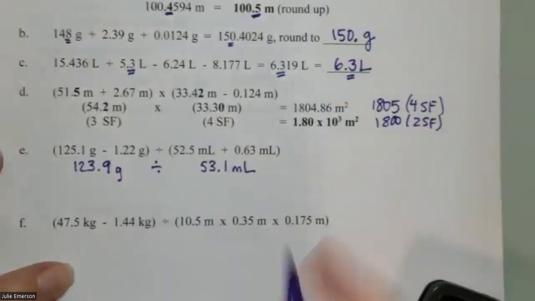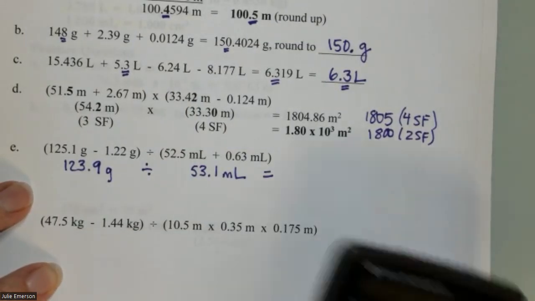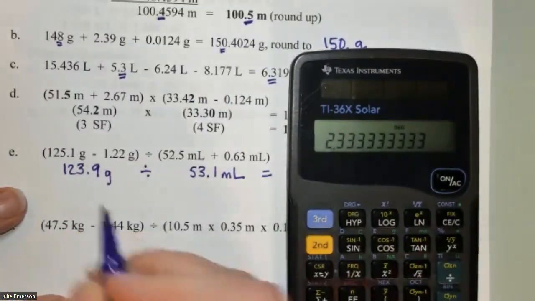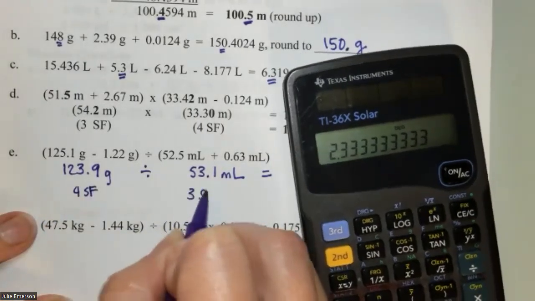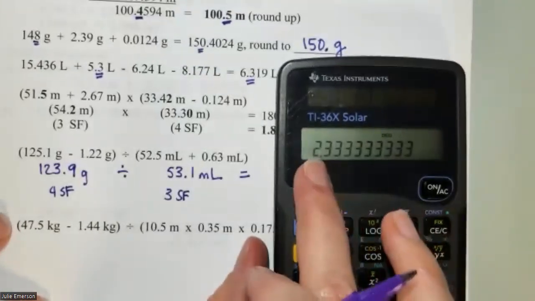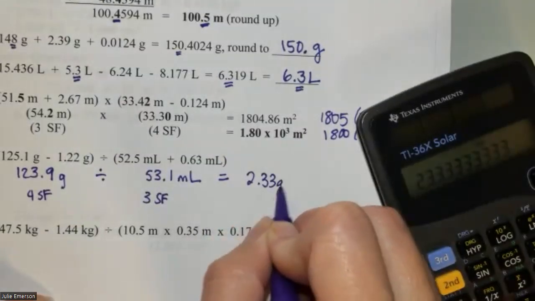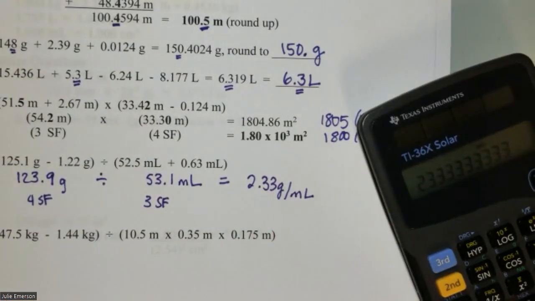All right, now I'm going to look at significant figures. So I'm going to take 123.9 divided by 53.1. And when I get my answer here, my mass has 4 significant figures. My volume has 3 significant figures. So my answer should only have 3. So we're going to go 2.33 and stop there. 2.33 grams per milliliter. Okay, units didn't cancel out because it's a density, right?